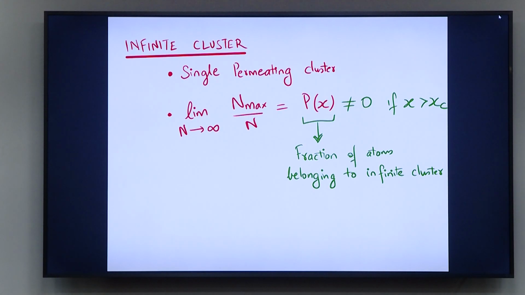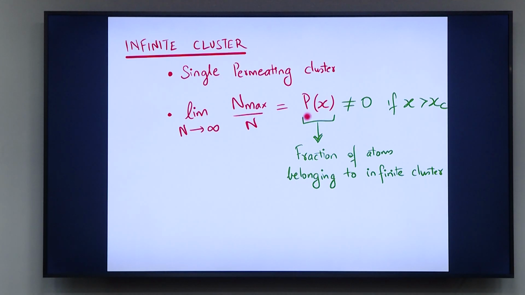So what are the characteristics of this infinite cluster? It's a single permeating cluster. Any system can have only a single infinite cluster. It permeates the entire system. There can be other clusters which are smaller. And then this mathematical expression conveys the idea of an infinite cluster.